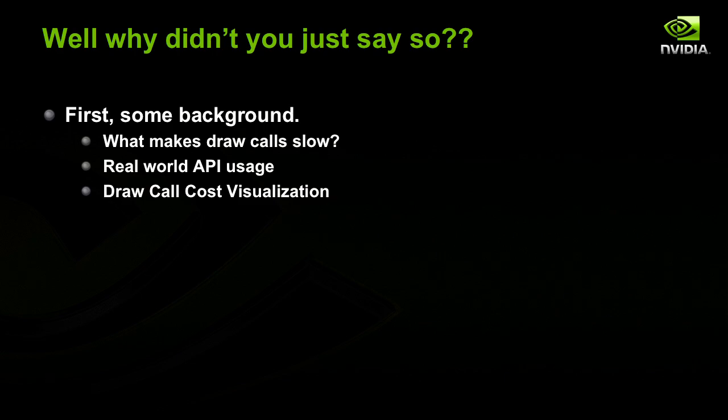So first, we'll talk about some background. What makes the draw call slow? We'll basically look at a case of a real-world application that we've taken traces of, and then we'll try and make some improvements and see where we get from there. We're also going to introduce just a pretty simple draw call cost visualization to try and help make sense of it. So the slow draw calls.